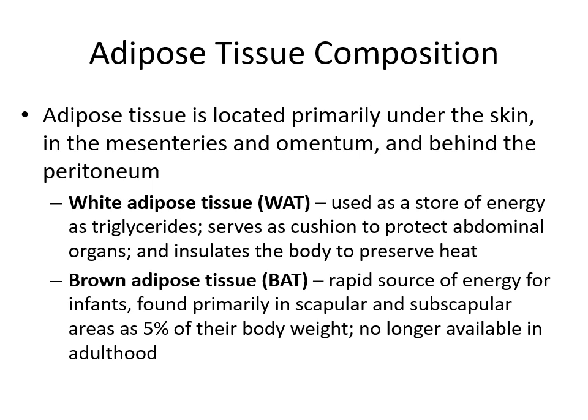Now what we also have is brown adipose tissue, and so this is a rapid source of energy for infants, found primarily in scapular and subscapular areas, and accounts for up to 5% of body weight. But again, this is used primarily when the infant is rapidly growing and needs a large amount of energy and is no longer available in adulthood. Now there is some research looking at how in essence we can convert white fat to brown fat, and it's called fat beiging, but that research is still very preliminary.